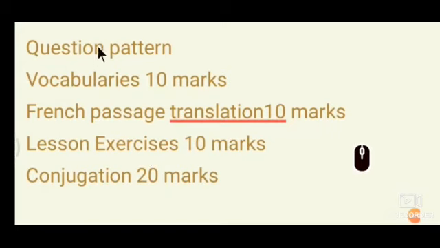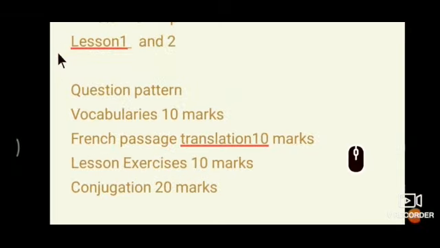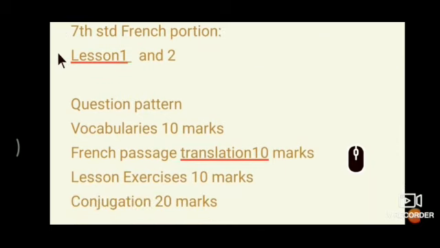Okay, so now we have seen the question pattern and the portion for the midterm. Now I'll get into the lesson and discuss a few things on how we have to write.